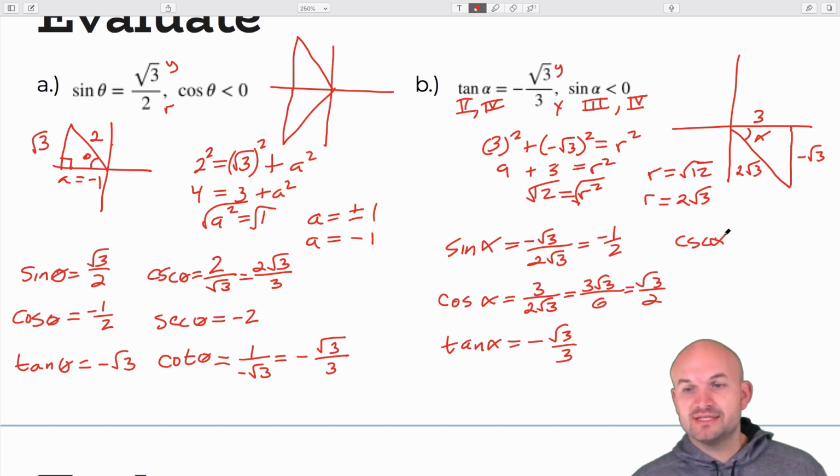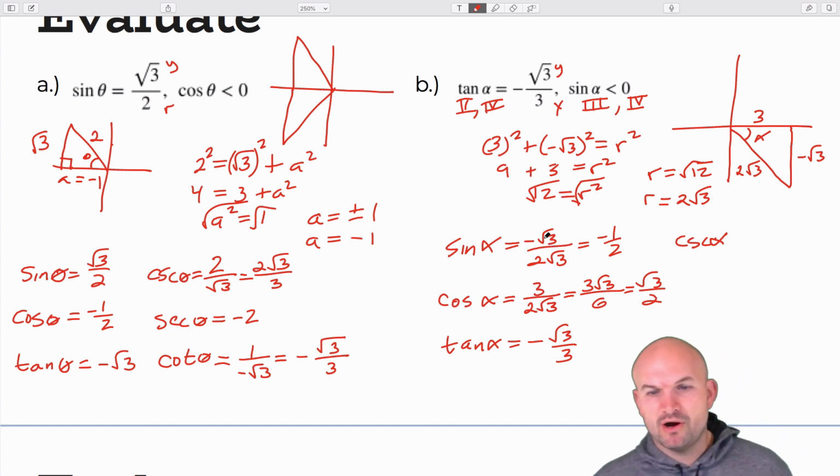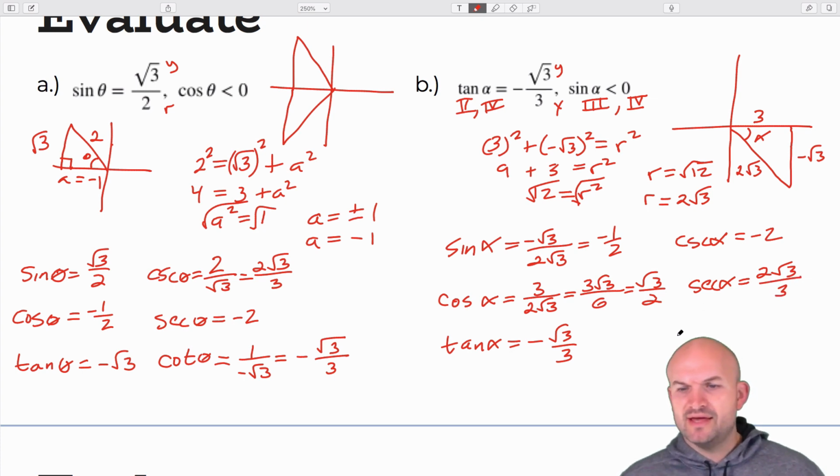Now, again, we want to do as little work as possible, right? So rather than flipping our original ratio, let's just flip our final answer, which would just give us a negative 2. Rather than flipping this ratio, let's flip our ratio over here. So this is secant of alpha. It's just going to be 2 radical 3 over 3.